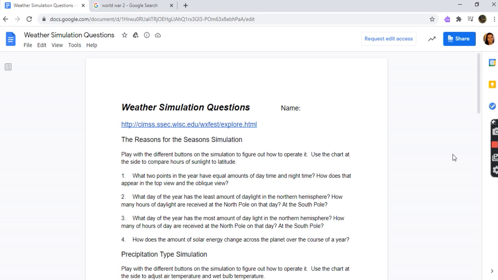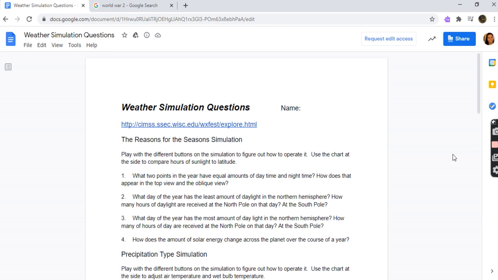Use a chart to compare hours of sunlight to latitude. What two points in the year have equal amounts of day and nighttime? How does that appear in the top view and oblique view?